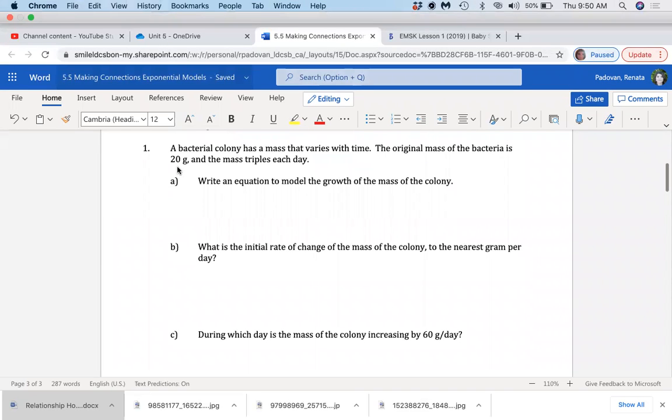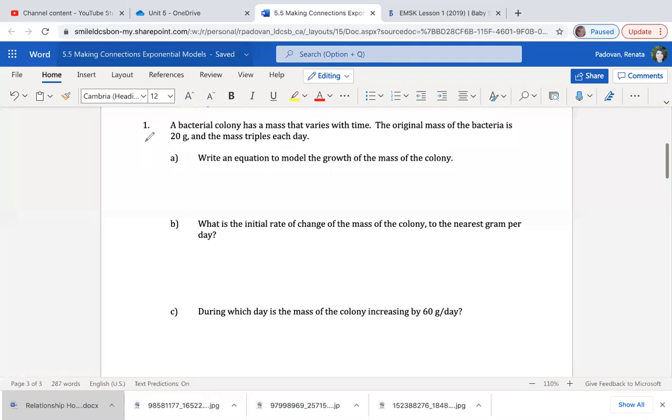So we already know that that original mass, hopefully when you're reading, would equal A, right? My initial value. It already says original, so that's the same thing as initial. And the mass triples each day, triples, so like times 3. So that would tell us that it's a growth question, right? It's growing every day. I should put exponential growth.